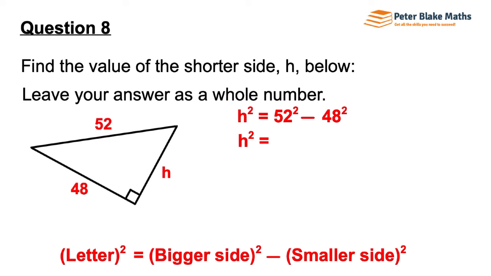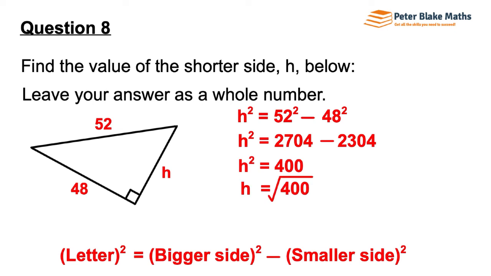So let's calculate that out. H squared, 52 squared, I'm here to tell you is 2704, minus 48 squared, which is 2304. We'll just simplify that right hand side a little bit to get h squared equals 400. And to go from h squared to h, we will do the opposite of squaring to both sides so that h is on its own there by square rooting both sides. So h is square root of 400, which is 20. Final answer, h equals 20. So because we're finding one of the shorter sides, we use the minus version of Pythagoras there.